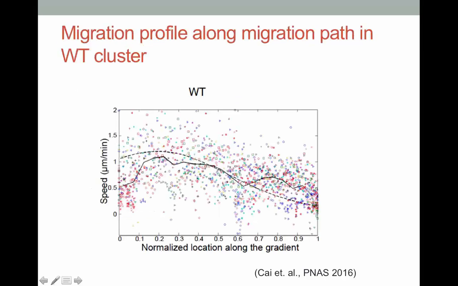And so we plotted many different migration paths with the wild type migration profile. And you can see that this overall decreases towards the end of migration, but you can see that there's an initial increase in speed and then a decrease in speed. So likely in the wild type cluster, they experience the overall combined exponential chemical gradient.